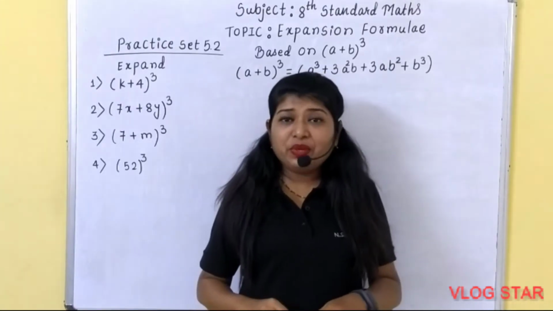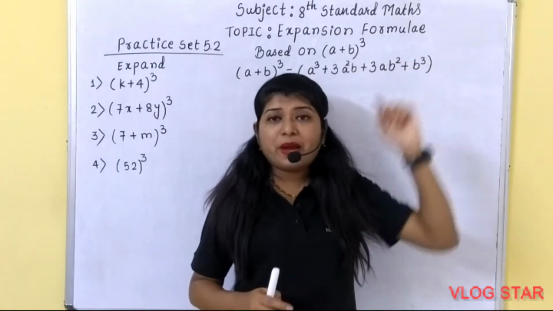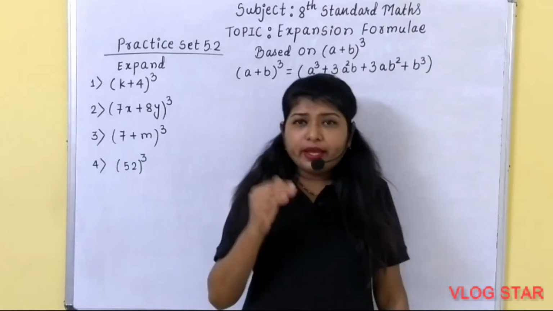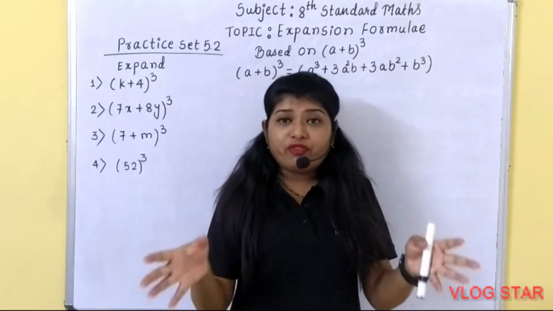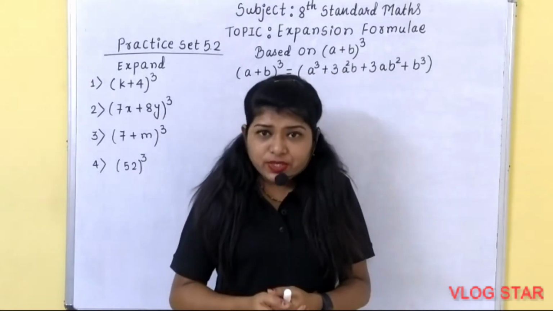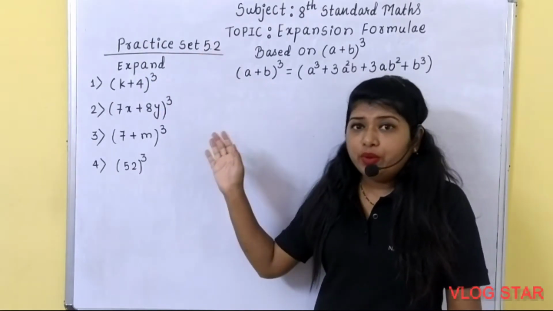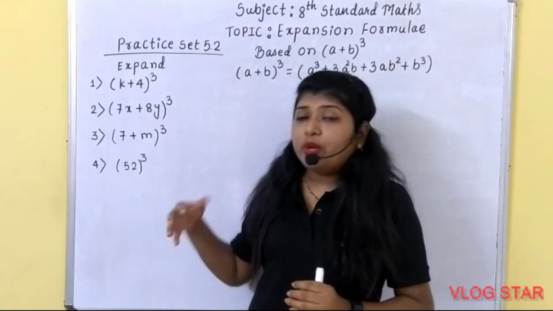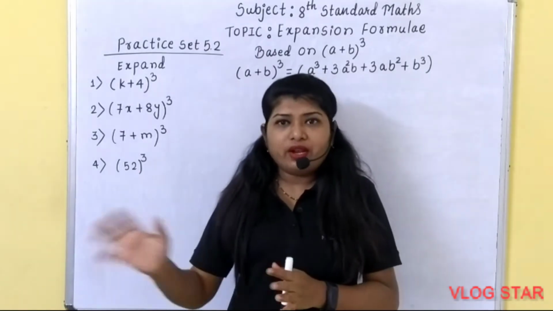In the last video, we solved practice set number 5.1 related to the expansion formula, if you remember. I hope you have gone through that. Under practice set 5.1, we studied how to perform multiplication between two brackets. In today's video, we are going to solve practice set number 5.2. There are a total of 8 questions. In today's video, we are going to cover the first 4 questions, and in the next video, we'll solve the remaining questions.